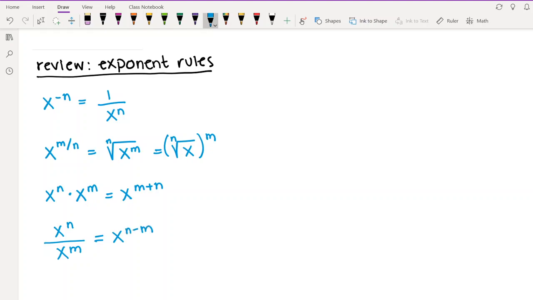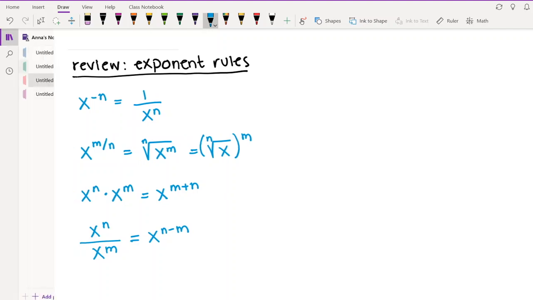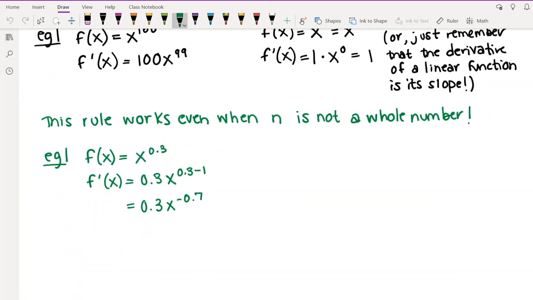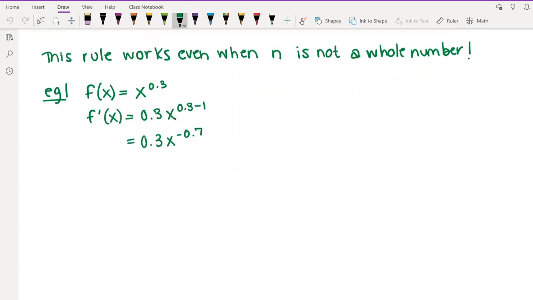So that's not all the exponent rules that are out there, but I think those are the most important ones and the ones that are probably going to come up in today's video. Okay, so with that in mind, let's look at some more examples. Today's video, by the way, is just going to be a lot of examples. I don't know if that's a good thing or a bad thing for you, but just so you know.